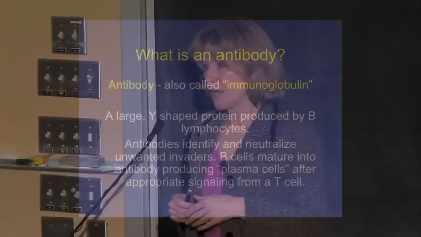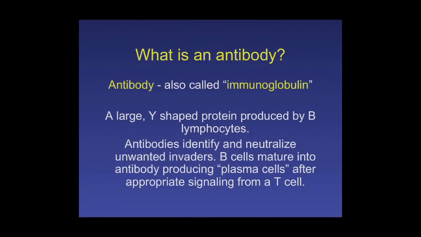Okay? So what is an antibody? Let's answer that. An antibody, you may have heard also the term immunoglobulin. They're synonymous. It's the same, different terms for the same thing. It's a large Y-shaped protein produced by the B lymphocytes. And the antibodies can identify and neutralize the germs. And they can do that by several different mechanisms that you'll learn more about next week, but the antibodies essentially can glom onto these germs and also target them for destruction.